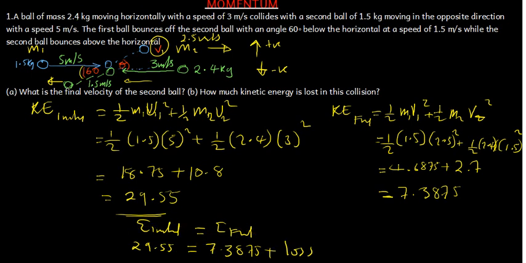And so we're going to take this 7.38 over the other side to find the loss. And so the loss is going to give us 29.55 minus 7.3875. So let's see, 29.55 minus that answer. So the loss was actually 22.16 joules. Since this is energy, it is going to be in joules. So that is how much energy was lost in this kind of collision.